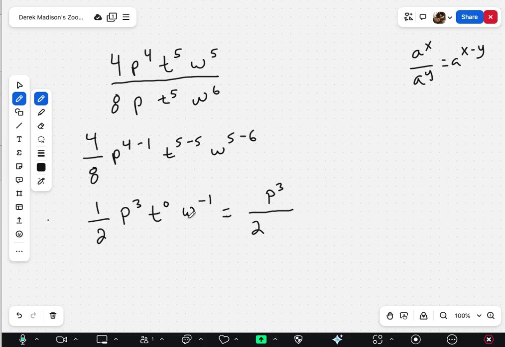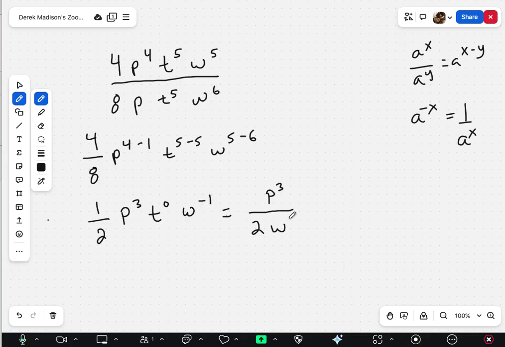And then w to the 1st, remember there's that other property that says if I have a to the negative x, then that belongs in the denominator, and it's a to the x downstairs. Basically what this property does is if you have a negative in the numerator, it should be in the denominator. If I end up with a negative in the denominator, it should be in the numerator. So that would bring that w downstairs.